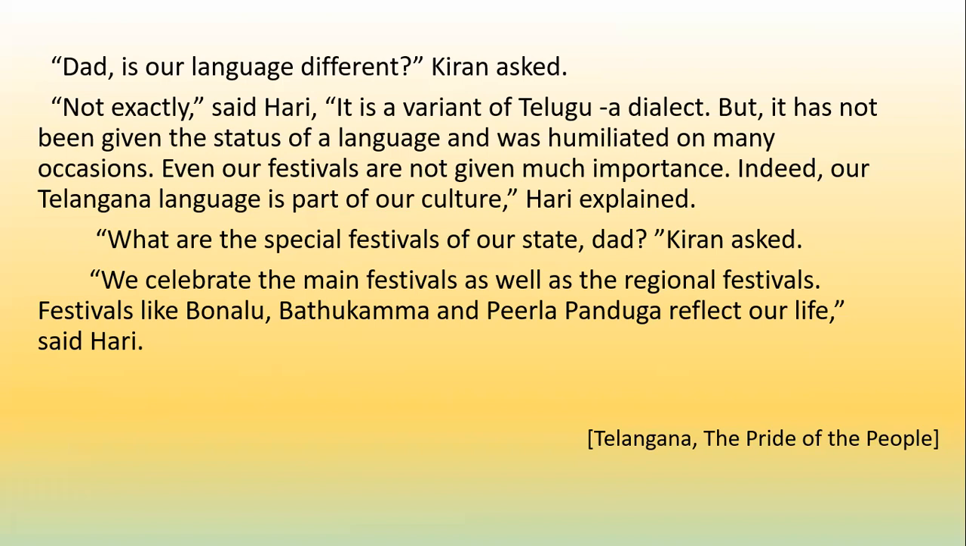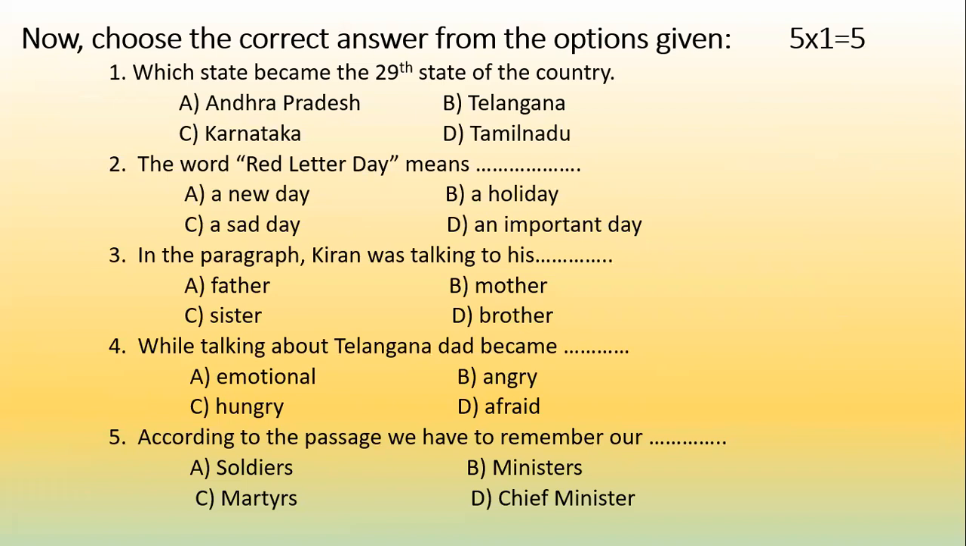After reading, now let us see. Now choose the correct answer from the options given. So 5 marks are allotted for this. So for each one, 1 mark. So 5 questions are there. So 5 into 1 is equal to 5. So you have to read and just pick the right answer and write the answers in the separate answer booklet.